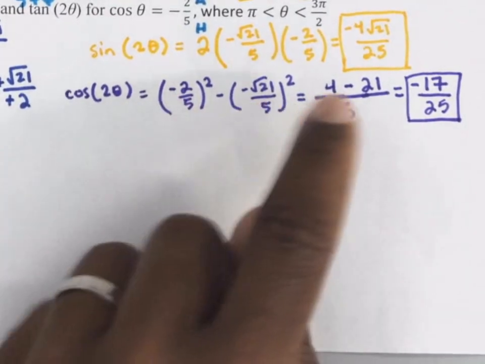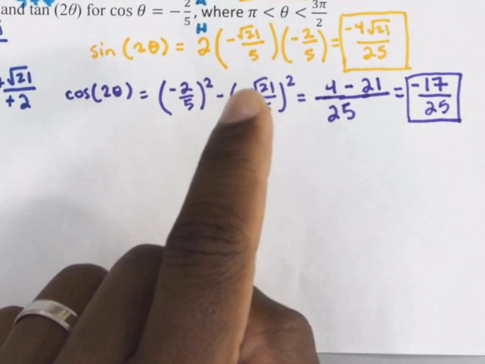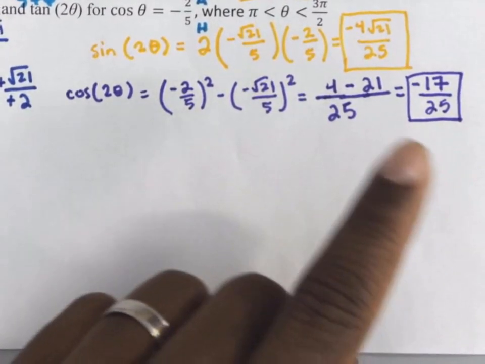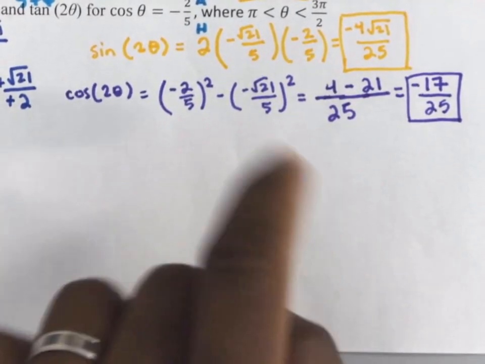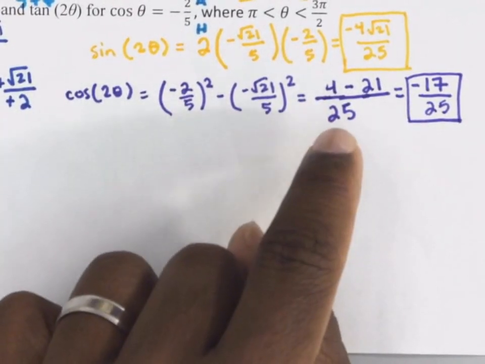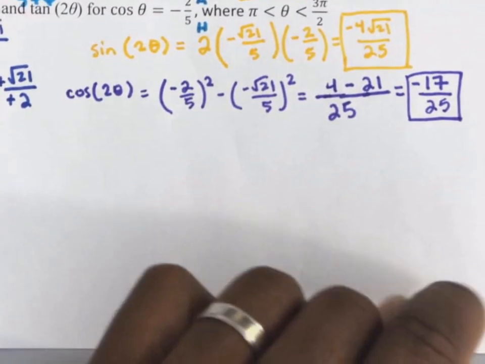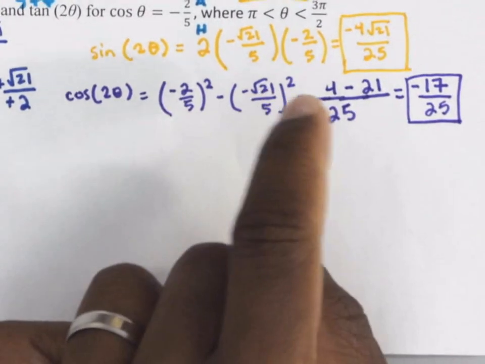So 2 squared is 4. Square root of 21 squared, it cancels out the radical, and it's just 21. Since they both had a denominator of 5 squared, 25, I just went on and wrote them as one fraction. You can write them as 2, that's perfectly fine. You get the same thing. I just went on and did it as 1.